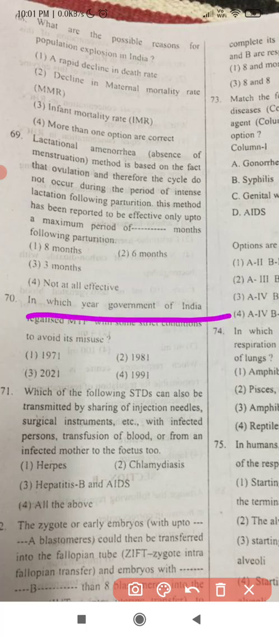In which year Government of India legalized MTP with some strict conditions to avoid misuse? So it is 1971 legalized.